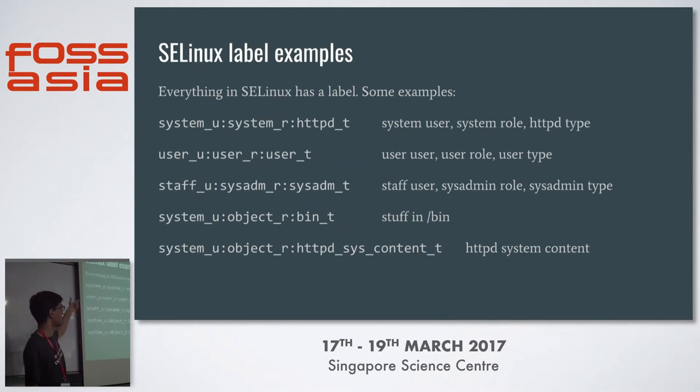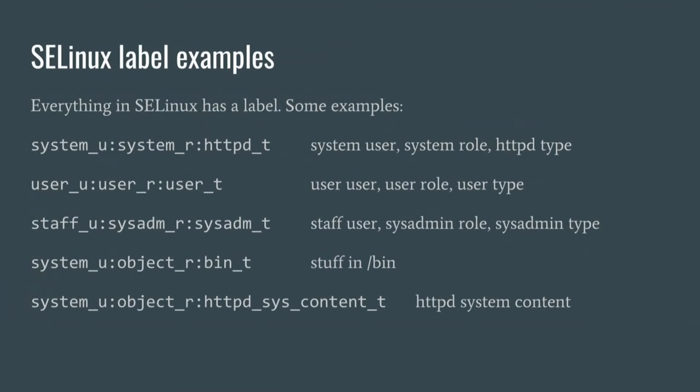The next one is staff. Staff_u, staff_r, staff_t is basically the same thing as user, but it's made for administrators, and it also allows you to switch to the system administrator role, which has a lot of permissions. So apart from sysadmin, staff and user are pretty similar. Then files also have labels, just like processes, just like everything else. Files have an object_r role because they're not a user. And bin_t is everything inside bin. Everything inside /usr is usr_t. And once you get used to it, it's kind of obvious where things go based on their name.